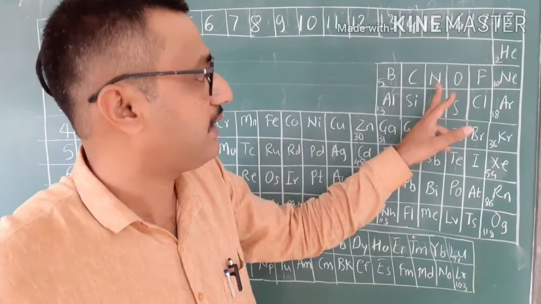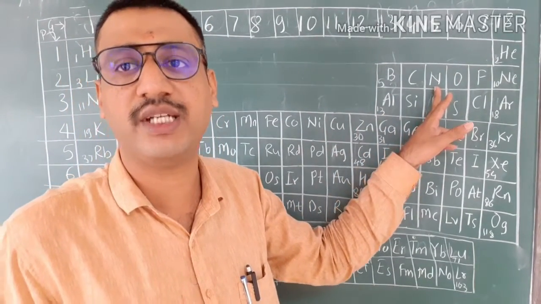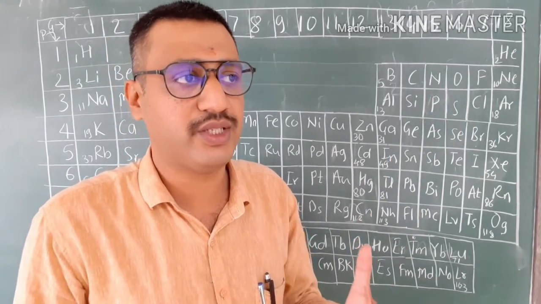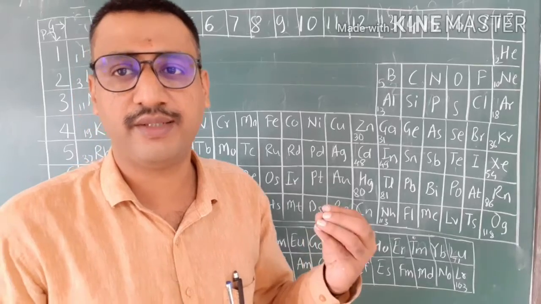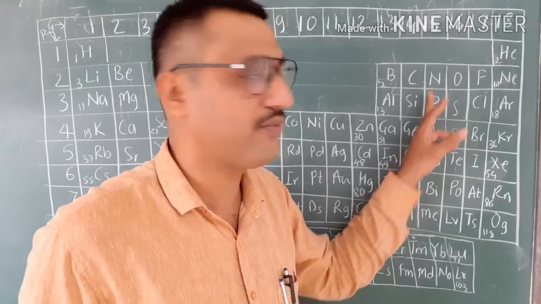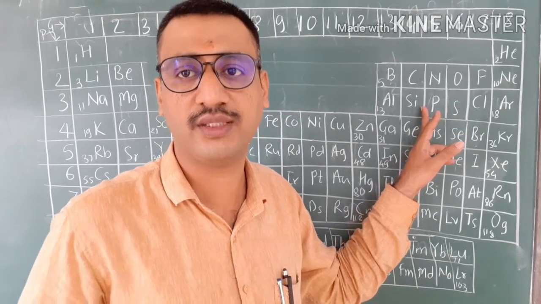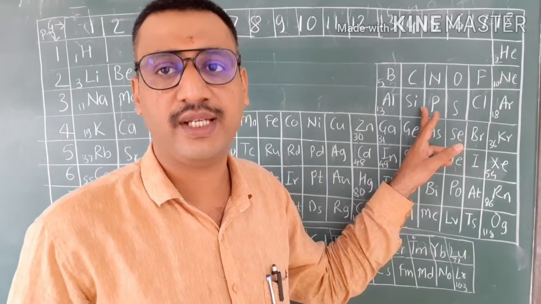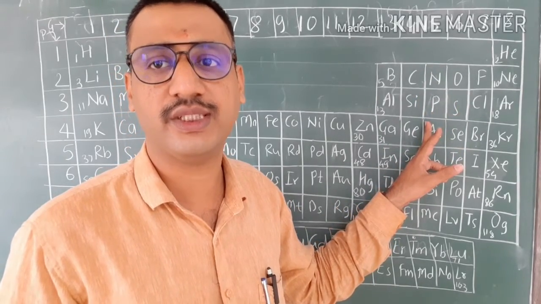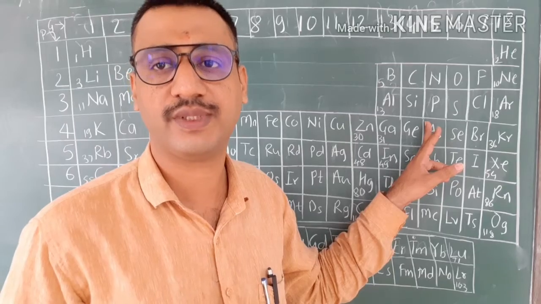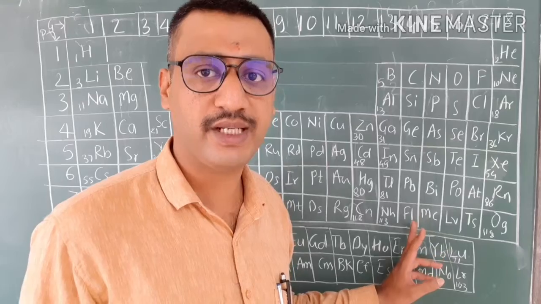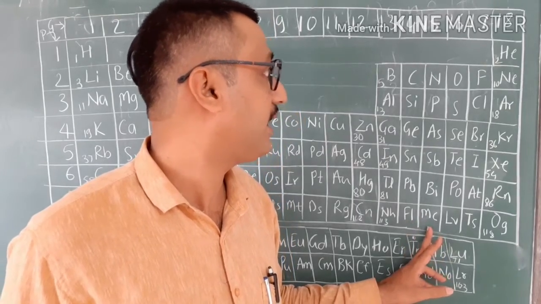Group 15 elements are the nitrogen family elements, which are also known as the pnictogens. Why is the word pnictogen used? Because that word means suffocating. Compounds of nitrogen and phosphorus are suffocating in nature, causing breathlessness, and that's why the name pnictogens is given to this group of elements. Nitrogen, phosphorus, arsenic, antimony, bismuth, and moscovium are there in the 15th group.